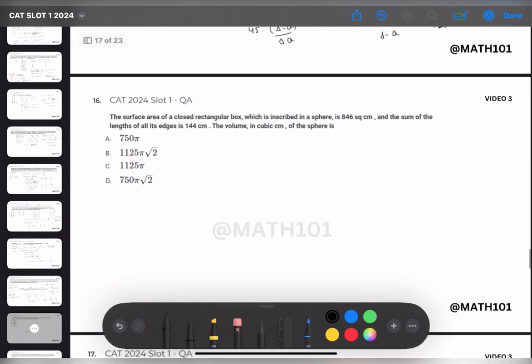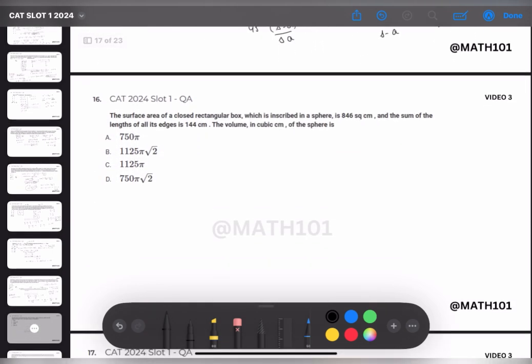The surface area of a closed rectangular box which is inscribed in a sphere is 846 and the sum of the lengths of all of its edges is 144. The volume in cubic centimeter of the sphere is?